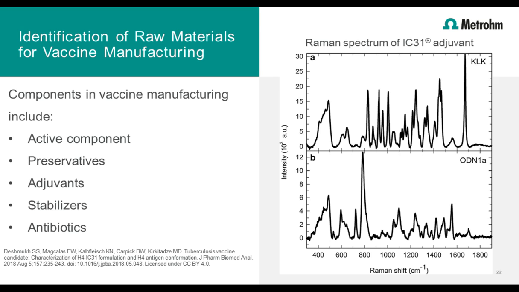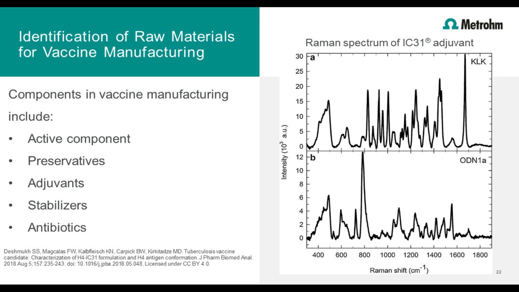So for raw materials for vaccines, these can include the active components, but also preservatives, adjuvants, which are used to boost the immune response of the vaccine, as well as stabilizers and antibiotics. But all of these materials are Raman active, and we can use their Raman fingerprints to verify them as raw materials for vaccine manufacturing.